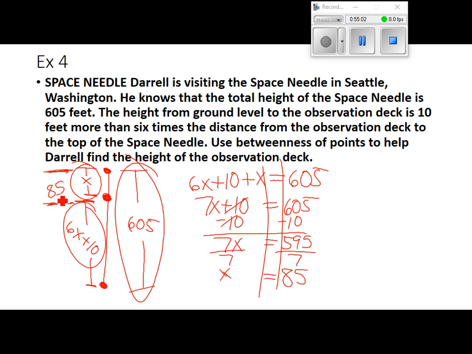Is that the answer they wanted? No, we get played with. They wanted the ground to the observation deck. Daryl is standing here, right? He wants to know how far he is off the ground. Oh, 85 times 6. Now, if I plug in 85 right there, 6 times 85 plus 10. Notice, Keaton's grabbing his calculator. I wouldn't have grabbed my calculator here. There's an easier way.